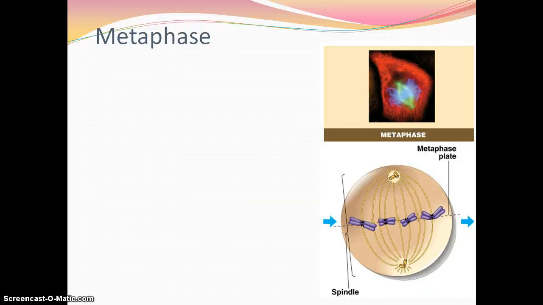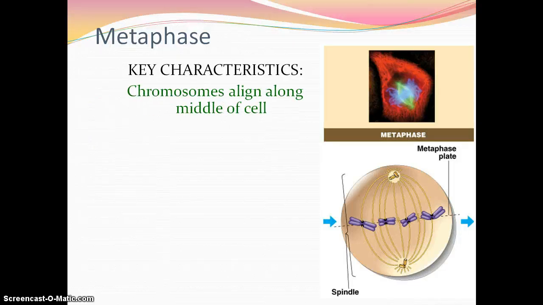The next phase is metaphase. I always think of metaphase as the meeting up phase. That's when we have the chromosomes lined up across the middle of the cell. So the key characteristic to remember of this phase is that the chromosomes are lined up, and we call that the metaphase plate. Meta means middle.